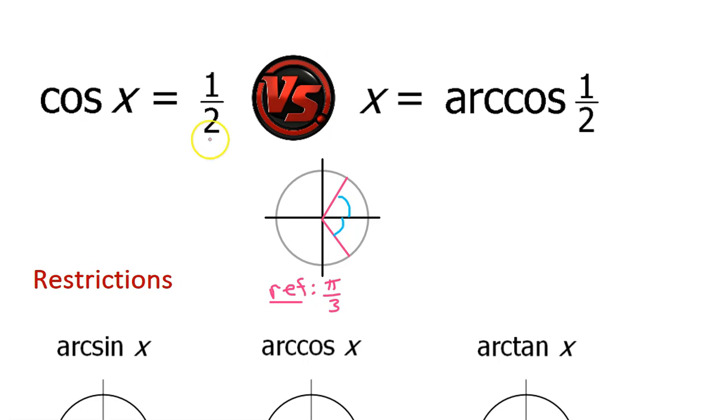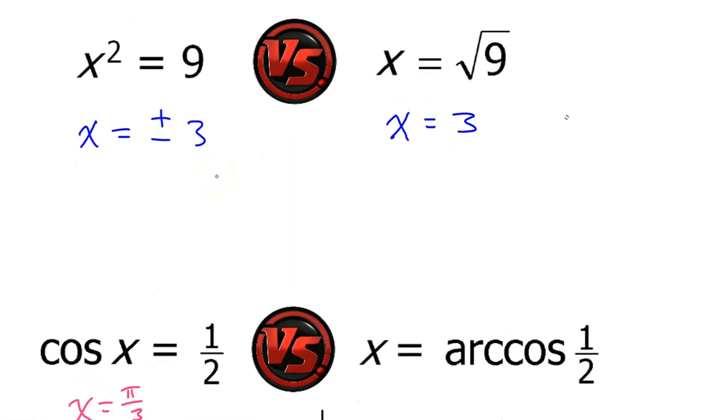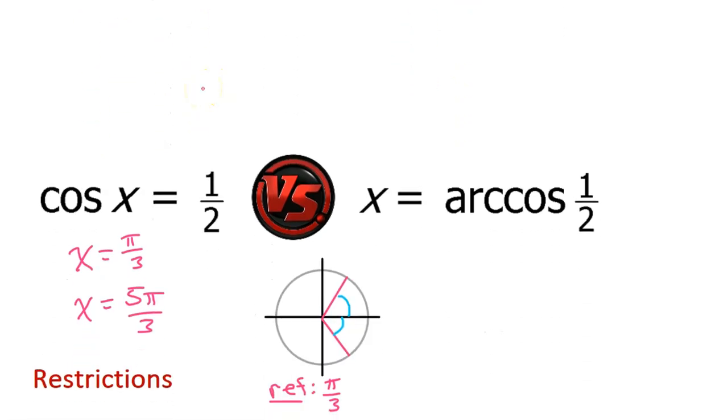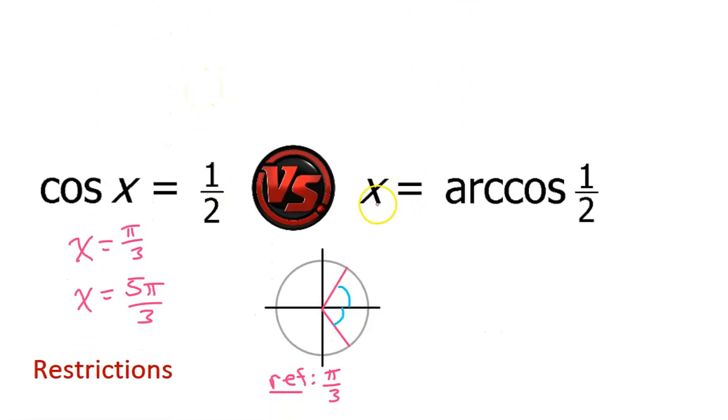So the two solutions to this equation are x equals pi over 3, the reference angle, and this angle in the fourth quadrant, which is 5 pi over 3. So, similar to when we solved the equation x squared equals 9, we found two solutions that satisfy this equation. However, if you isolate the x, you get x equals arc cosine of 1/2. This is only understood to have one solution. There's this artificial restriction on the output values, the range.